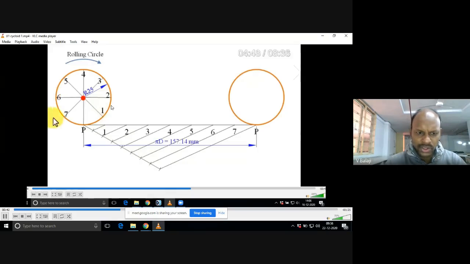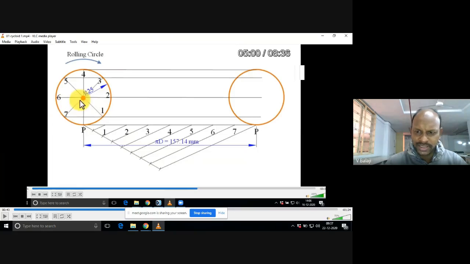Thereafter, you draw so many horizontal lines like this, passing through 1, 7, 2, 6, 3, 5, and 4. You have got all these horizontal lines. And thereafter, you need to draw vertical lines from 1, from 2, from 3, up to the center line. You need to draw vertical lines like this.